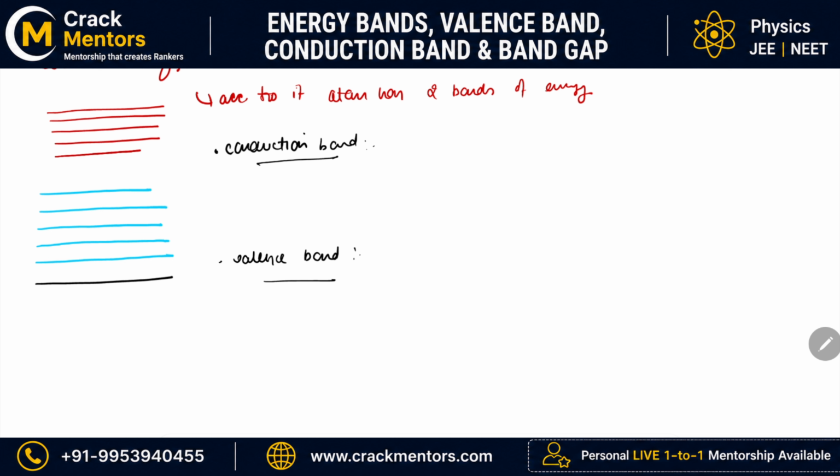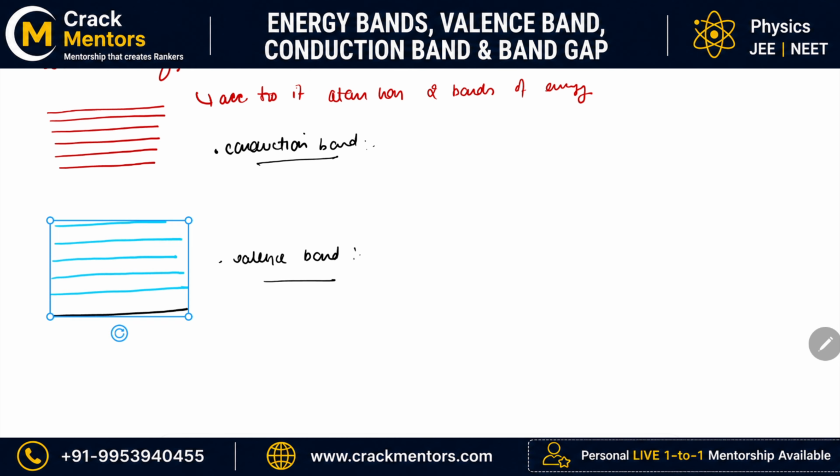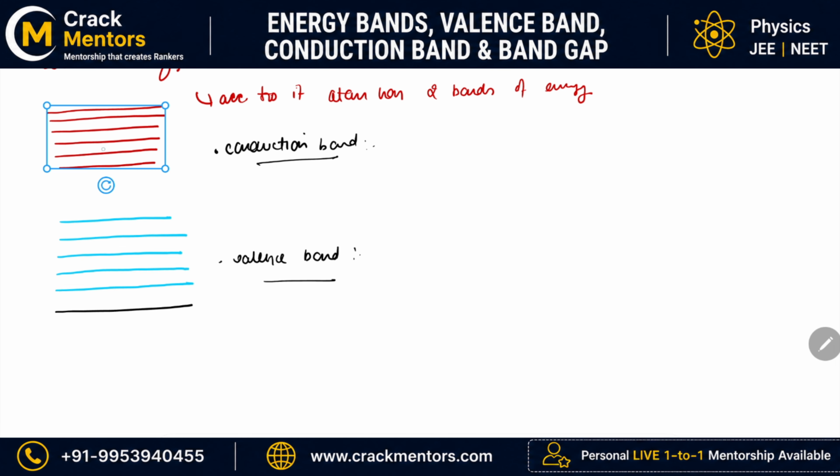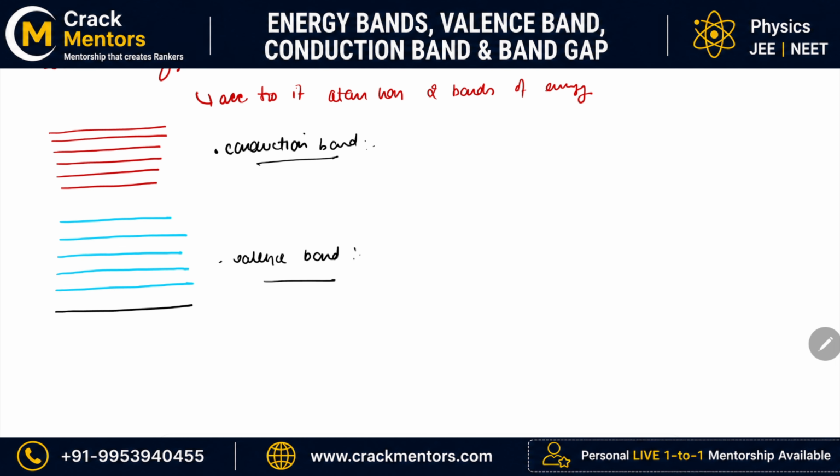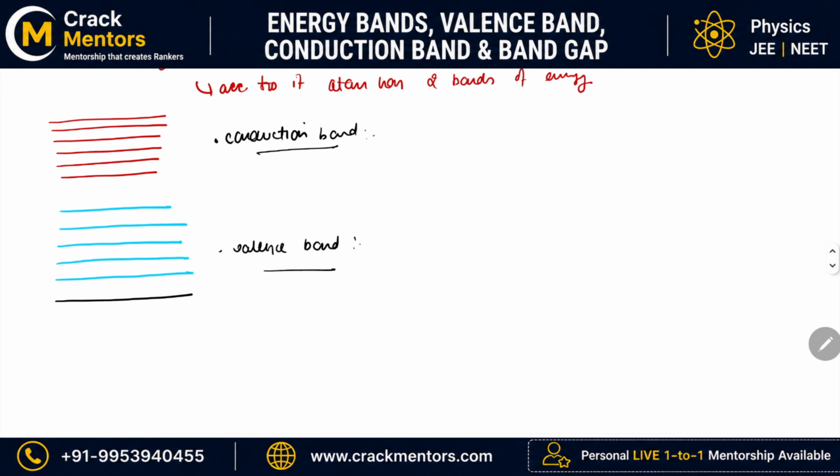Over the valence band, what do we have? We have our conduction band. I hope that is clear. Let me repeat it again: an atom consists of different bands of energy, and basically there are two bands. The first is known as the valence band and the other is known as the conduction band. Electrons reside in the bands, and the energy of the band increases in this direction.